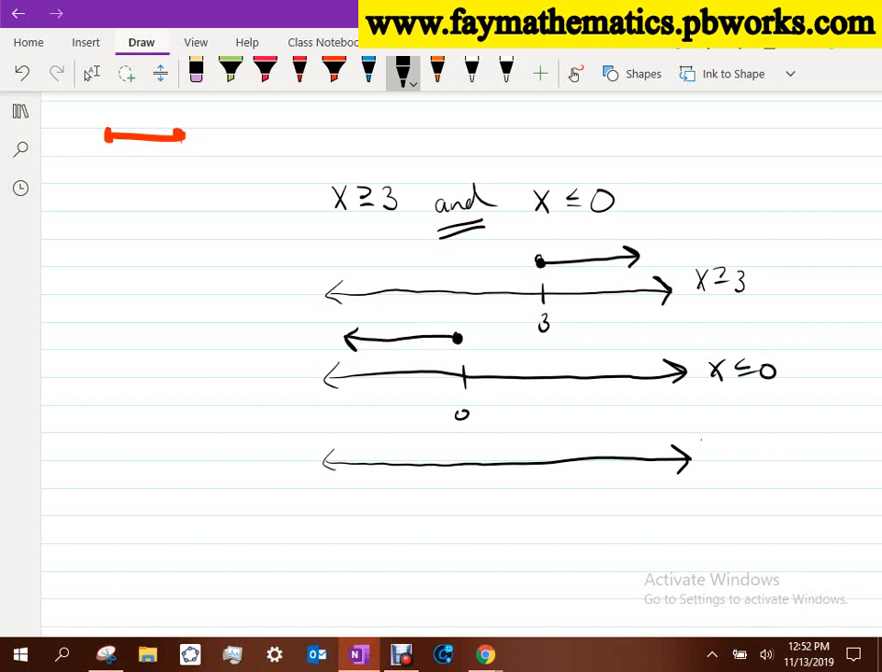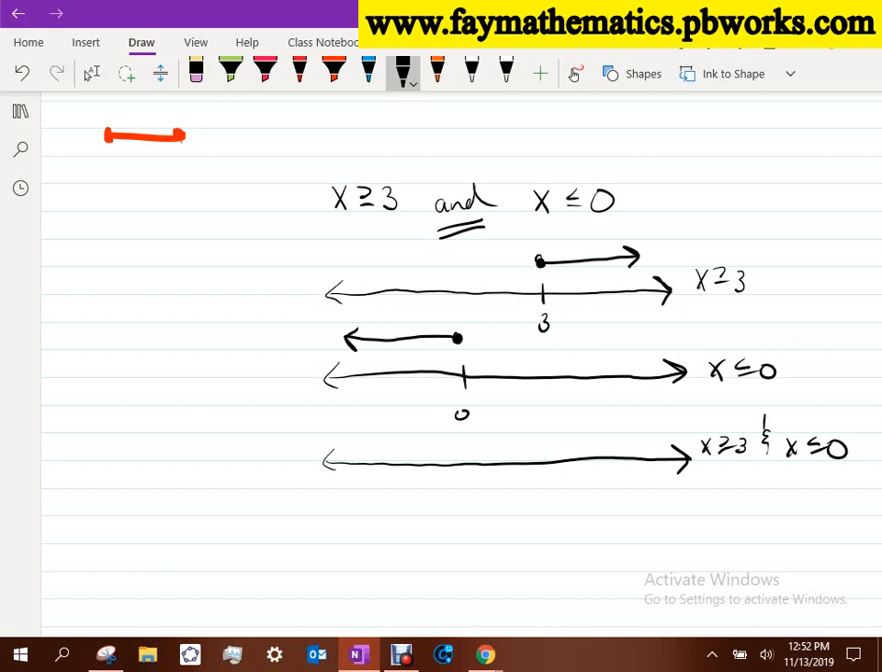If I do x is greater than or equal to 3 and x is less than or equal to 0, it's the overlap, right? Where do they overlap? Nowhere. So that's why there's no answer to that. Because it kind of contradicts the idea of how we compare greater than and less than things. You can't be bigger than 3, so on the right-hand side of 3, and at the same time also be on the left-hand side of 0. That doesn't make sense. Can't happen.